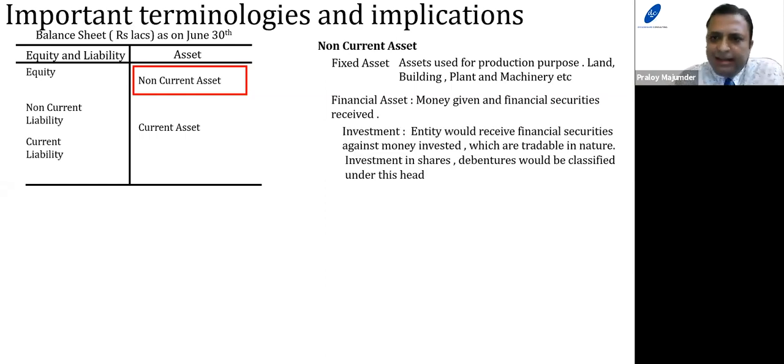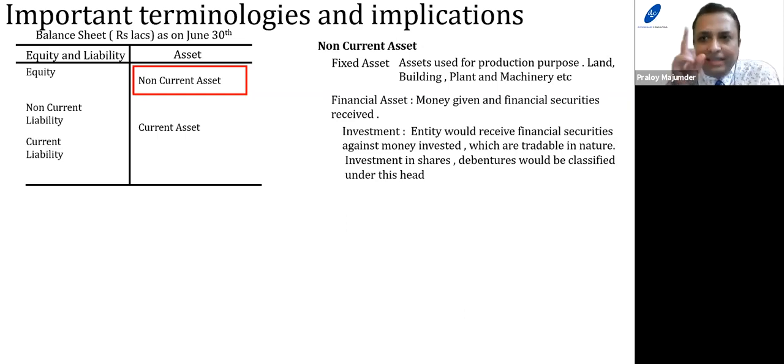Now investment: an entity would receive... suppose I have given 20 crores of rupees, that means a company has given 20 crores of rupees, and against that it has got a share worth 20 crores of rupees. When it is giving the money, at that time it will note in the document that it will hold it for more than 1 year. So that will be categorized under the head called investment.